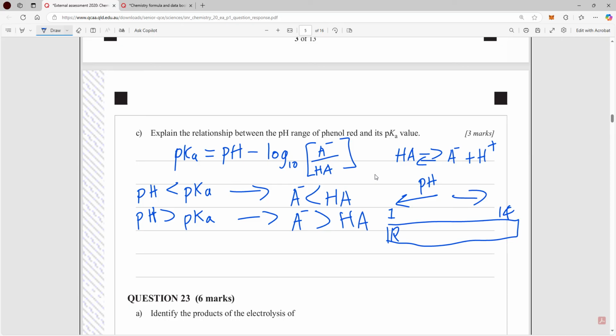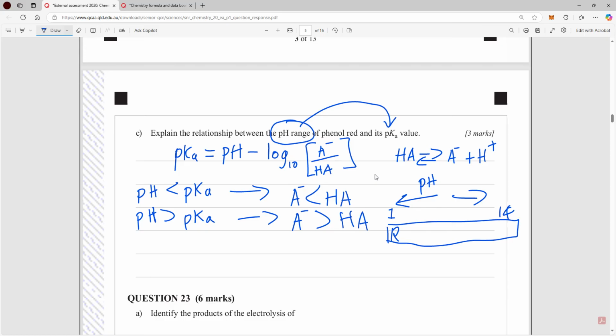So I would say if the pKa is less than the pH, then we're going to have a more basic solution potentially. If the pH is less than the pKa, we're going to have a more acidic solution. So that's where you would go with colors. Now, all they said is explain the relationship between the pH range and the pKa. You could go into more detail on the colors, but I think this is all you should need. But I would say I'll probably give myself 2 marks.